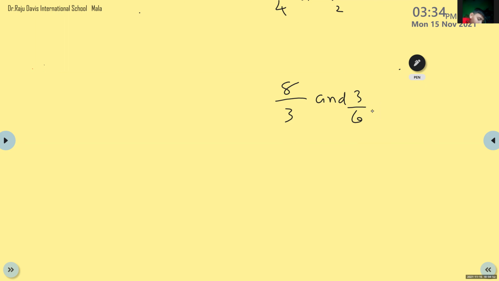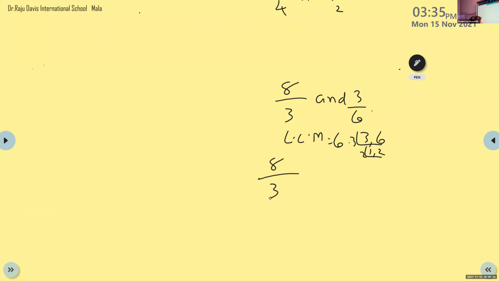8 by 6. And 3 is the LCM. And 6 is the LCM. Yes, LCM is 6. Very good. First step you can find the LCM. 3 and 6: 3, 1 and 2. Then 3 divided by 6. Next step you can write.